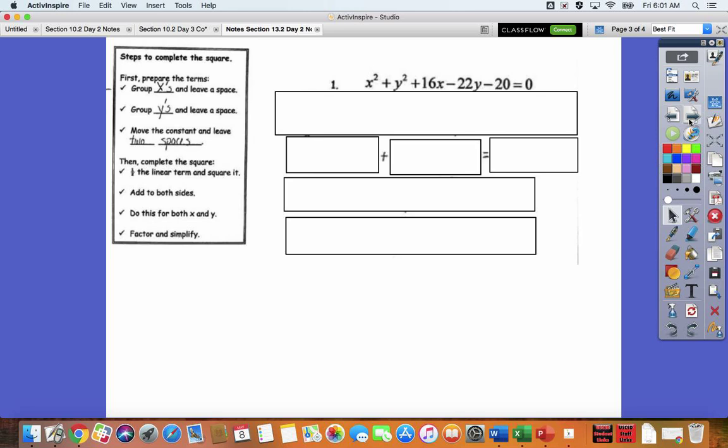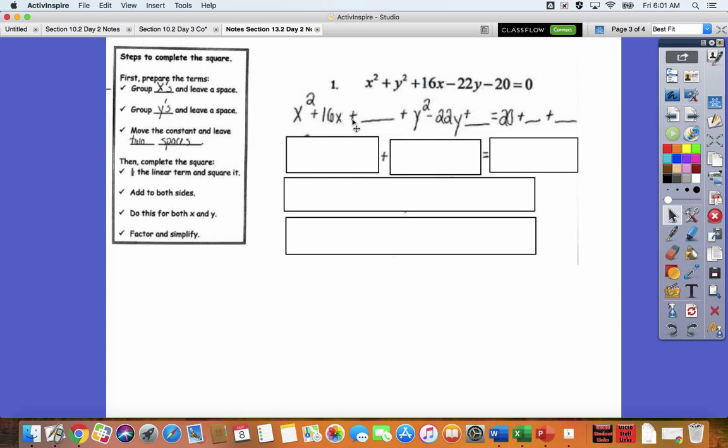So in example 1, here's the equation of a circle, not in standard form. The first step to get this equation of a circle in standard form is we're going to group the x's and leave a space. We're also going to group the y's and leave a space, and we're going to move the constant to the other side of the equation. You'll notice I've also left 2 spaces on the right-hand side of the equation, because whatever I add to one side of the equation, I have to add to the other.